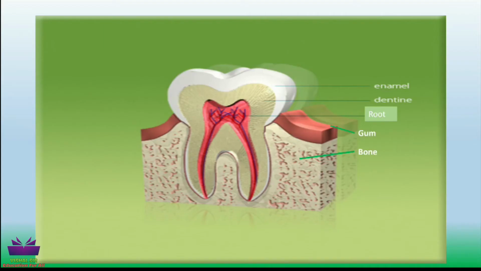Let us quickly glance at the structure of a tooth. Each tooth is covered with a hard substance called enamel. The outermost white structure that you can see is the enamel. Then comes the dentine and the root, the gum, and this is the bone in which the tooth is embedded. So this is the structure of a tooth.